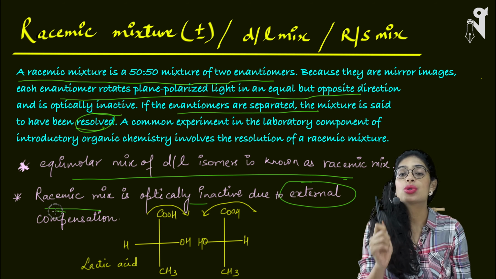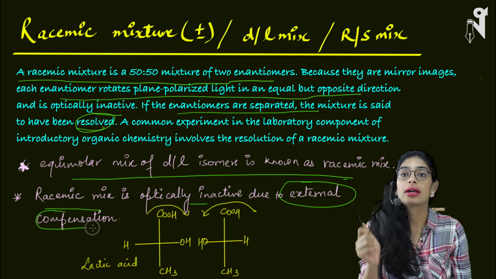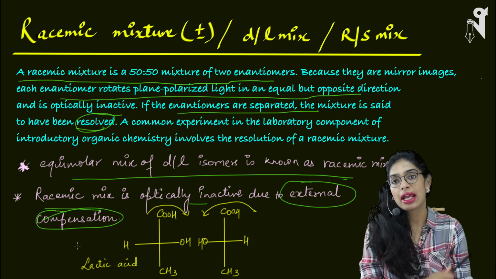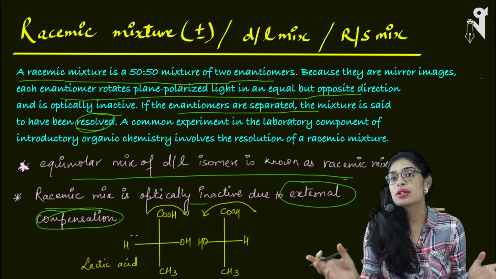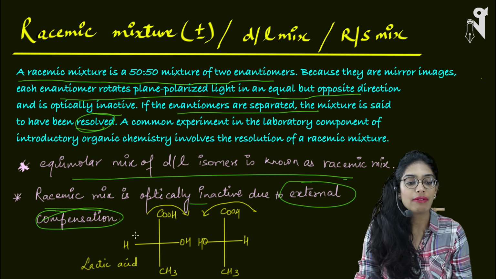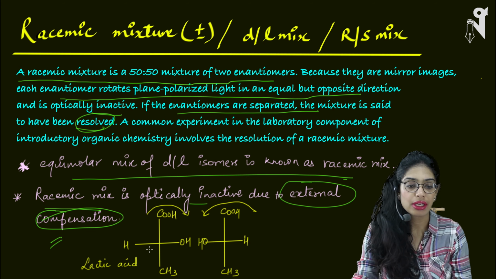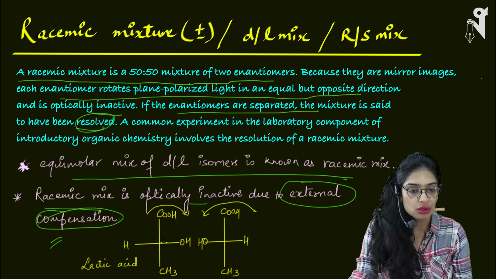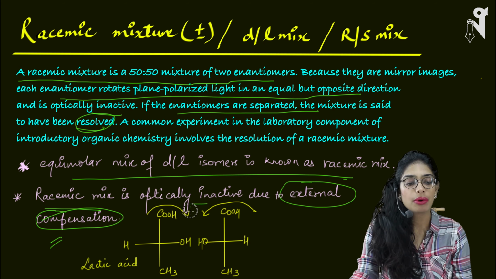moles, and hence due to the external compensation, the optical activity gets cancelled out, and hence it shows there is no optical activity. So you can see I have written an example over here. I have a lactic acid here and lactic acid here. I have taken 2 enantiomers of it. So if you see, these 2 enantiomers are mirror images of each other.